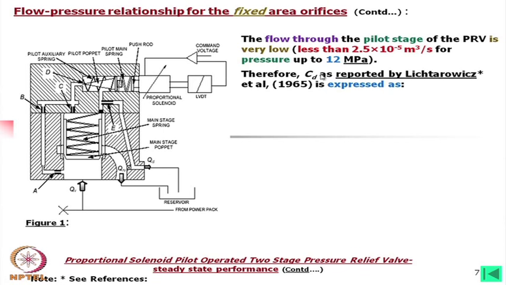Therefore, CD as reported by Lister Veitch is expressed as 1 by CD square equals 64 into L by D divided by RE plus a factor K. Now, here I would like to say that we have already studied how to find out the CD, and there are also von Mises proposals for how we can calculate it. As I told, in most cases we may consider that it can be taken as 0.6, close to 0.611 precisely.